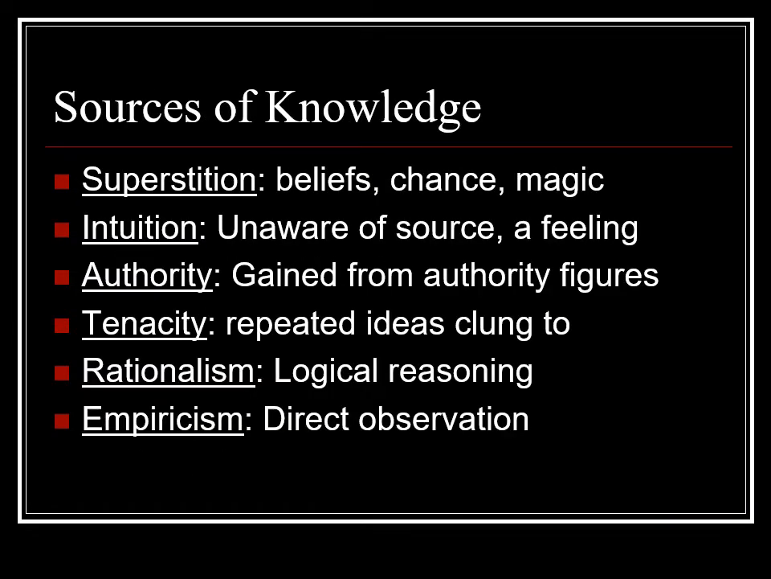So as far as the sources of knowledge, how do we gather information about human behavior? There are multiple ways. One of them is superstition, beliefs, chance, magic. And I really do want to start out by saying that I am not bad-mouthing superstition. Superstition is basically science without the process. Where superstitions come from is from observation.